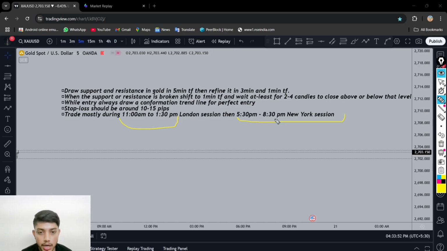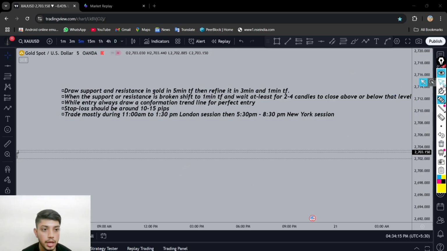So these two markets overlap each other during this time. So this will be the best timing, the New York session, for more volatility and more volume in the market, and we can see big moves in the market mostly around this time, and this is Indian Standard Time. So these are the 5 rules which we have to follow in order to capture a profitable trade.